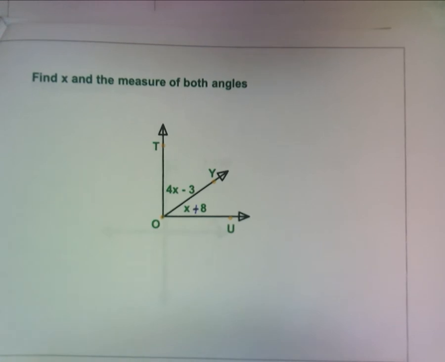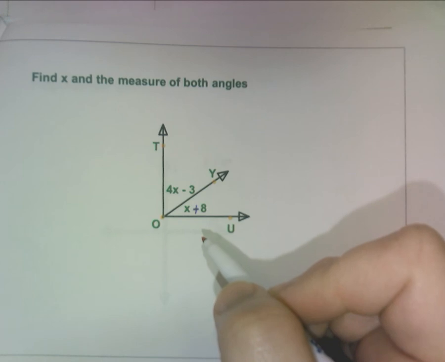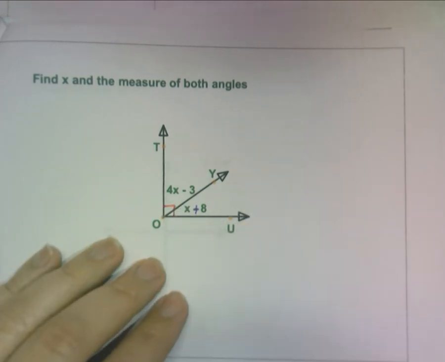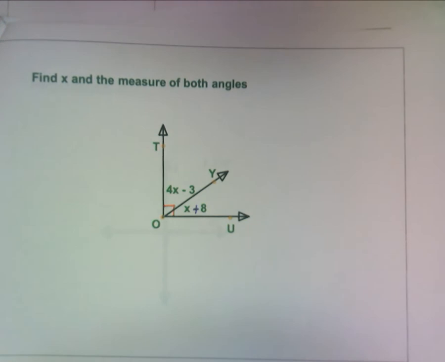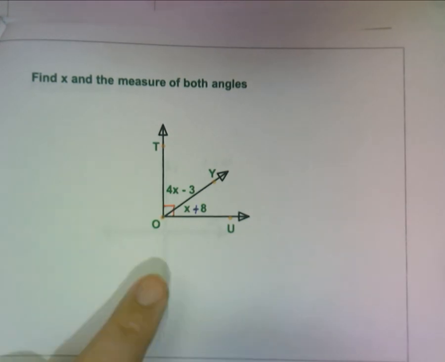Find x and the measure of both angles. So again, draw this picture out. These two angles are complementary. They're 90 degrees. To show that they're 90 degrees, we usually put a box, by the way, a little corner. And I should have drawn that in this picture. So I'm just letting you know the box is there.